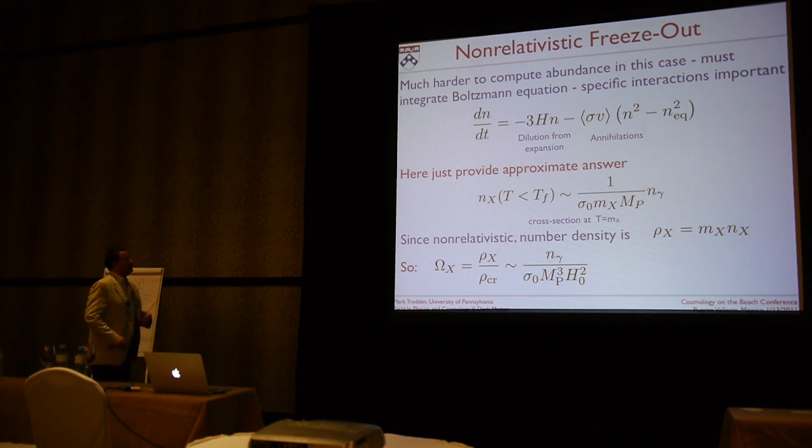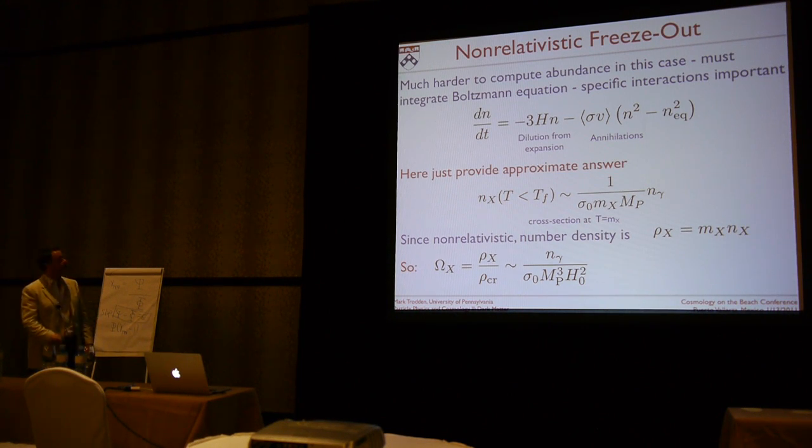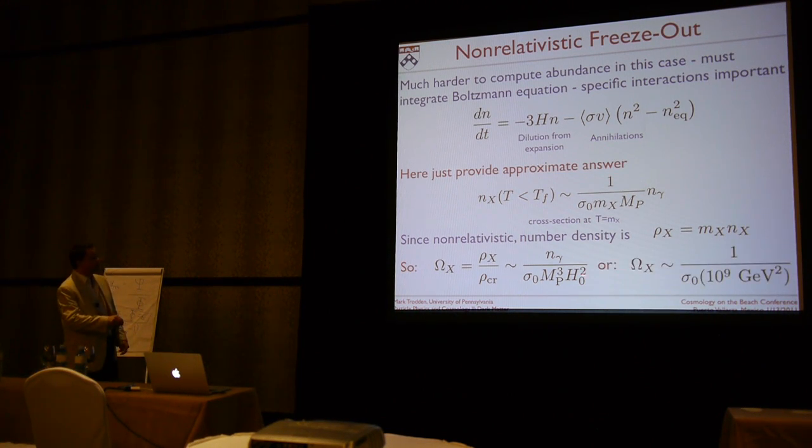Now, this calculation is completely generic, and I've just got this hypothetical species X. Okay? I can put numbers into this expression, and if I do so, I get this. So it's 1 over the cross-section computed at the temperature of the mass times 10 to the 9 GeV squared. Units of cross-section are 1 over mass squared in my definition. So this is the dimensions that you need.